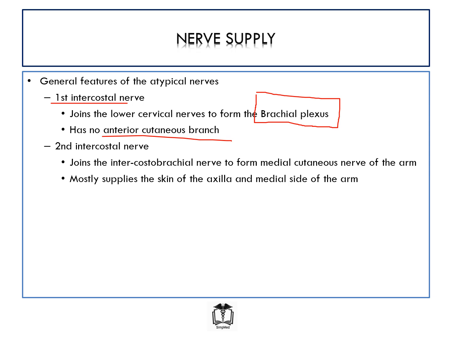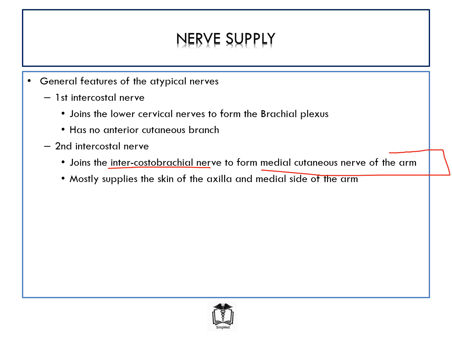The second intercostal nerve is unique and atypical because of some very important differences. For example, the second intercostal nerve tends to join the intercostobrachial nerve, and it tends to form a unique nerve that supplies the arm called the medial cutaneous nerve of the arm. So this medial cutaneous nerve of the arm, if you notice, is also a branch of the brachial plexus. So it's a branch of the brachial plexus that is joined by the second intercostal nerve, forming what we call the intercostobrachial nerve as a result.